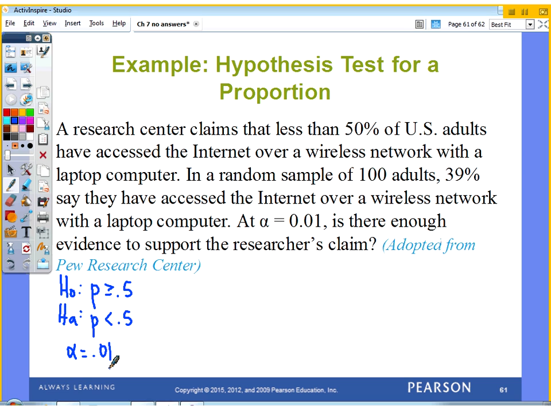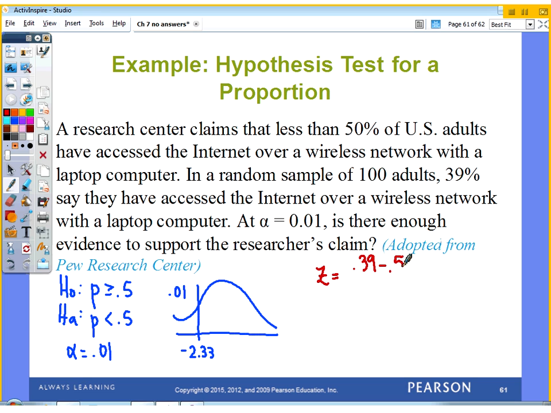Proportions always use the z-table, so we don't have to worry about the t-table at all. So drawing our bell-shaped curve, looking at our alternative hypothesis, it is left-tailed. Since it's only one tail, that whole alpha value goes for that one tail. Reading your table backwards, you should get your critical value to be negative 2.33.